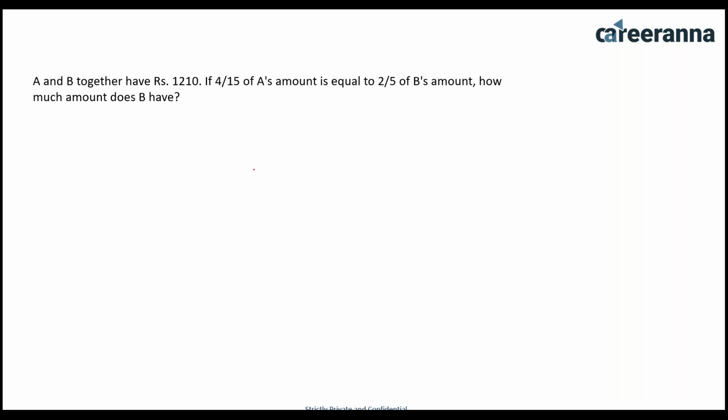A and B together have rupees 1210. If 4 by 15 of A's amount is equal to 2 by 5 of B's amount, how much amount does B have? Desha, your answer is 484. 490. $726.